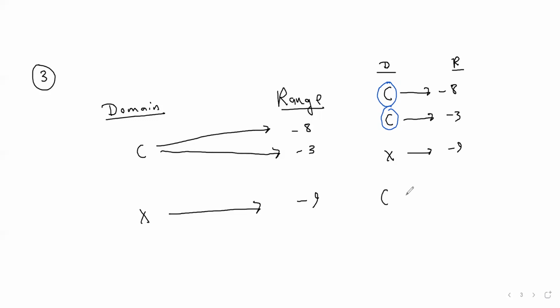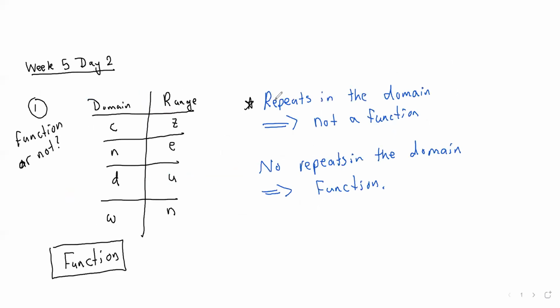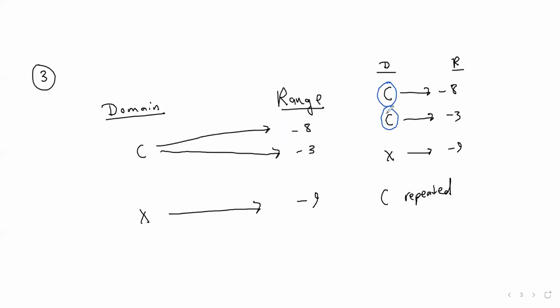So C is repeated twice. Therefore, we have a repeat in the domain. By this rule, it's not a function. If something appears twice in the domain, it's not a function. So this is not a function.